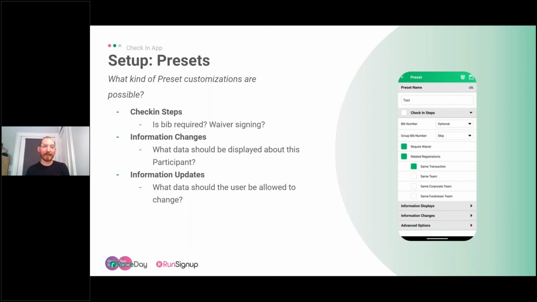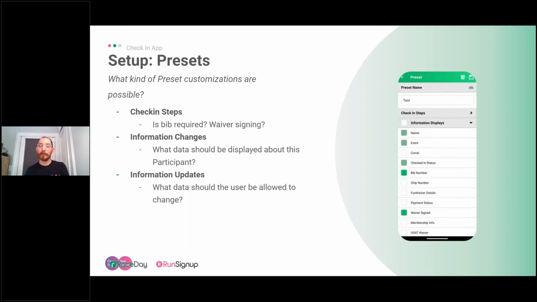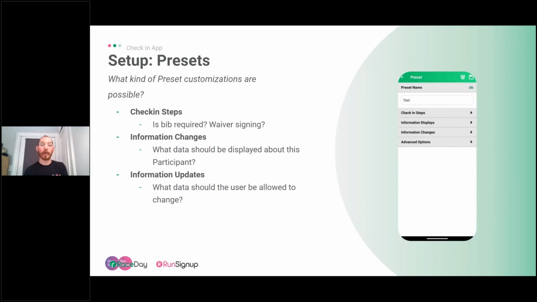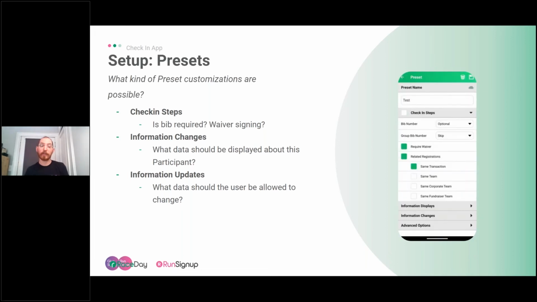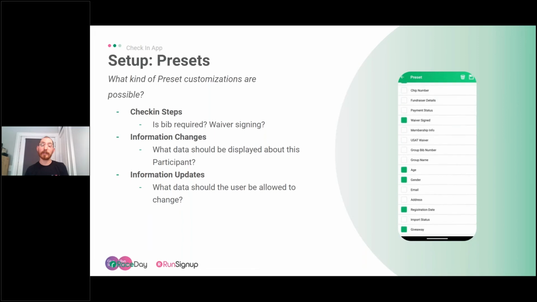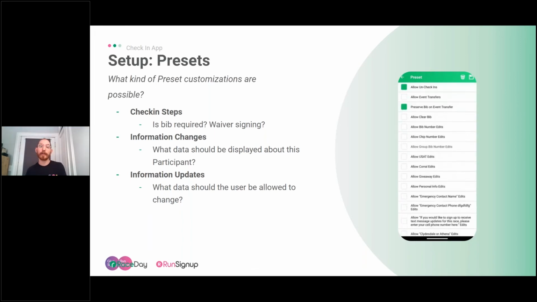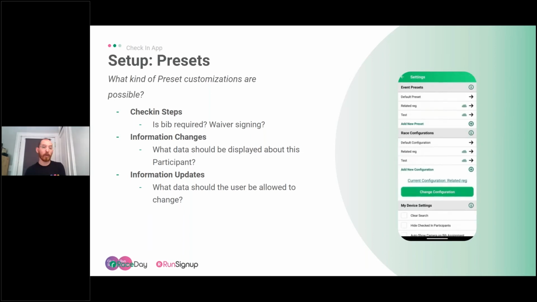So basically, check-in steps: what is required for check-in? Should you require the bib number? Should you require group bib number? Should you require waiver signing? And so on. This is a good way, if you have, let's say, a triathlon with a relay and a standard individual event, to say that group bib number is required for the triathlon. But for the individual, just standard bib number is required, and you don't want to show the group bib number.